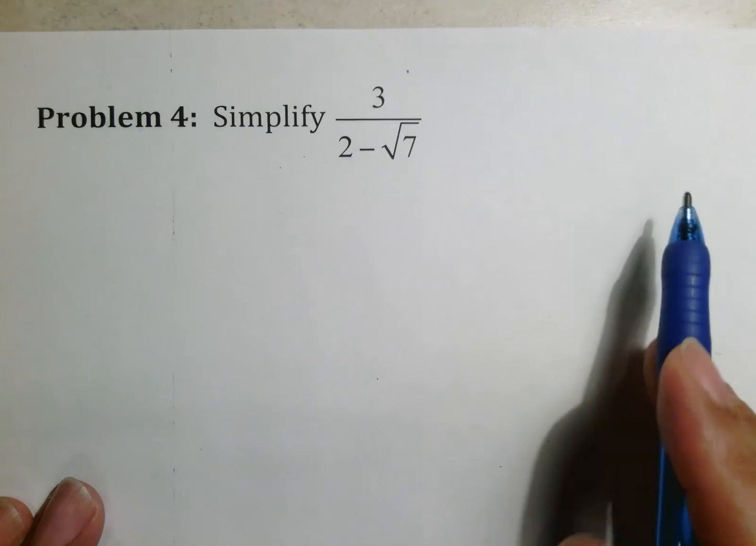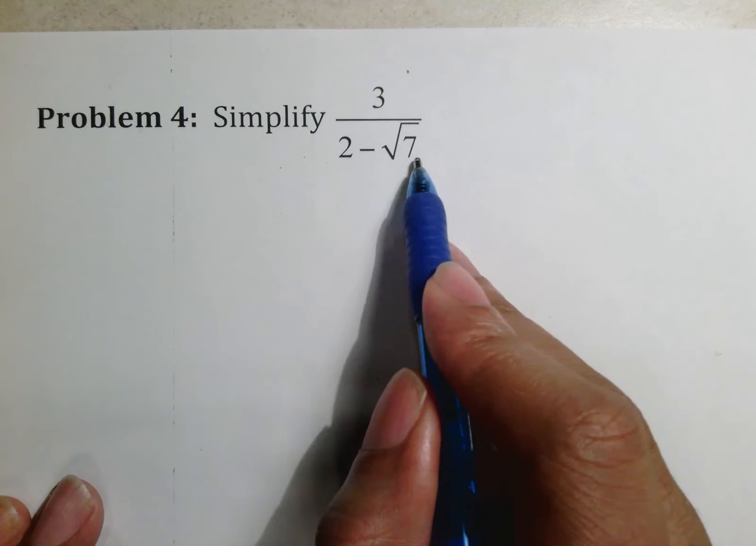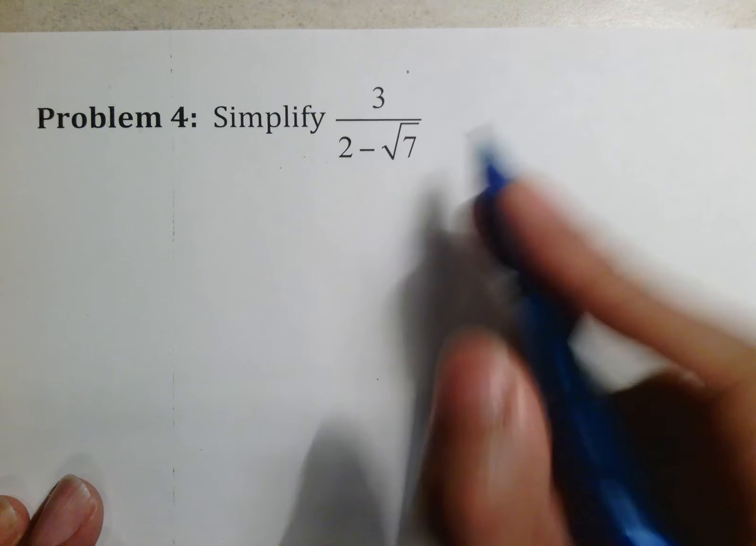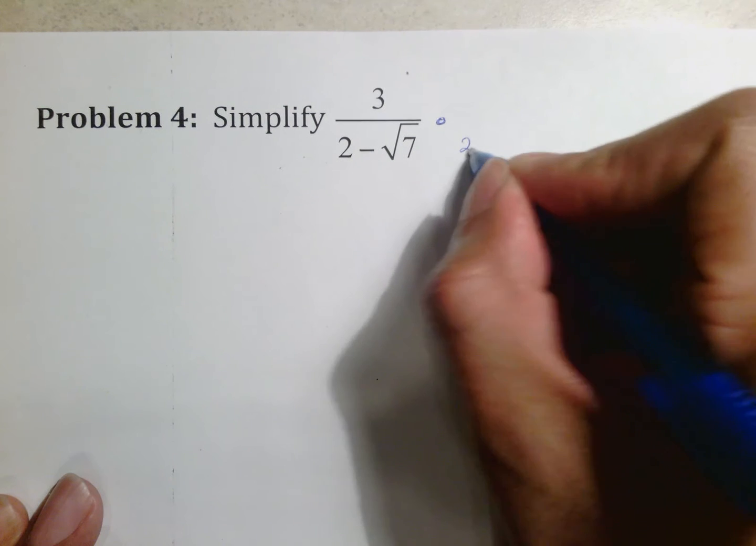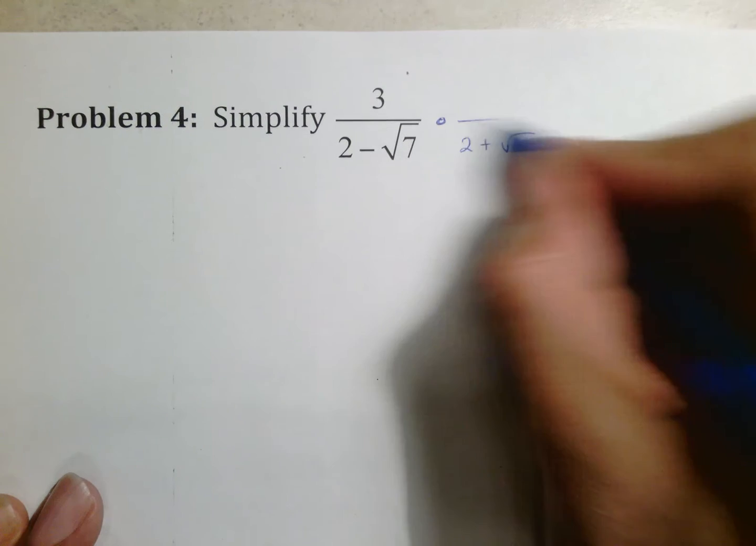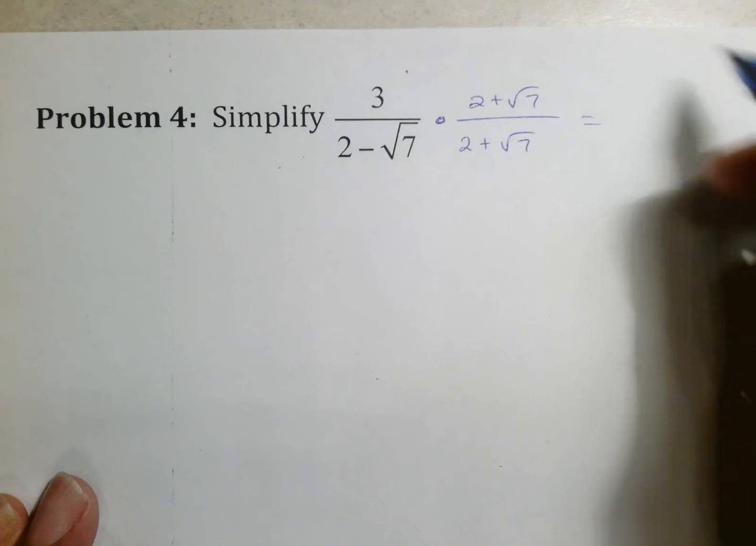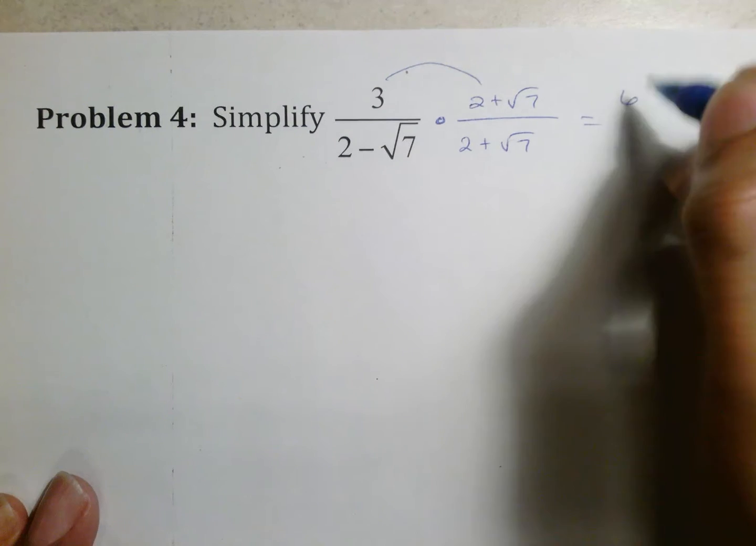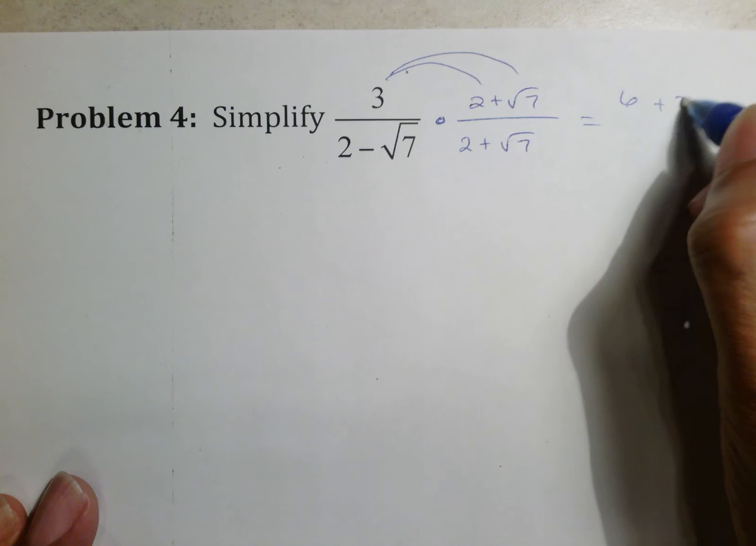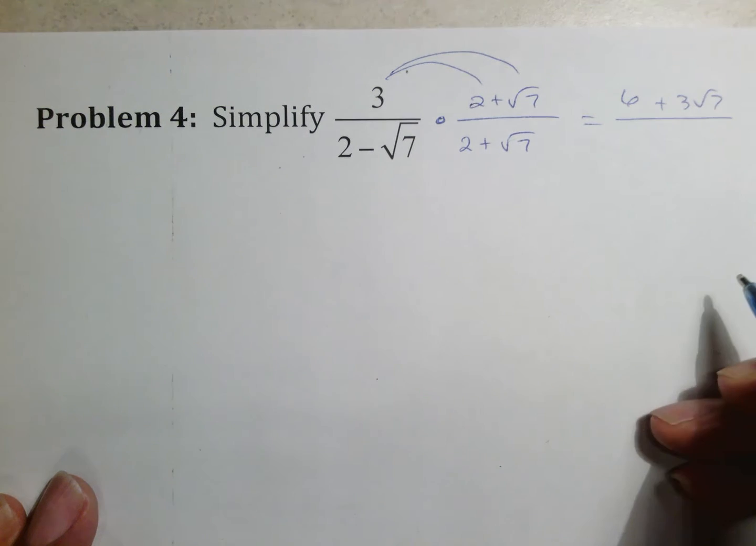Number 4, or problem 4, again, same thing. There's a radical on the bottom, but there's also a plus or minus sign. So we're going to multiply by 2 plus root 7 on the top and on the bottom. The top part is easy. 3 times 2 is 6, plus 3 root 7 goes here.